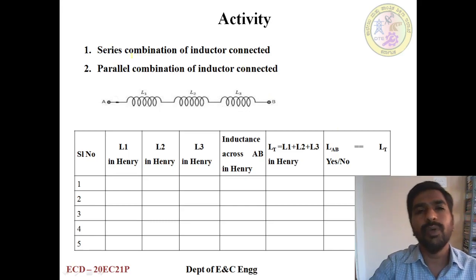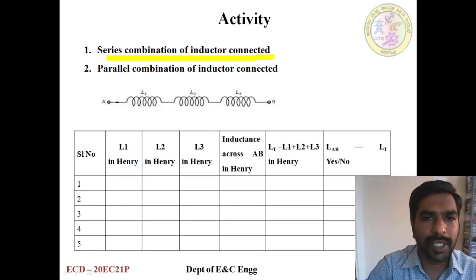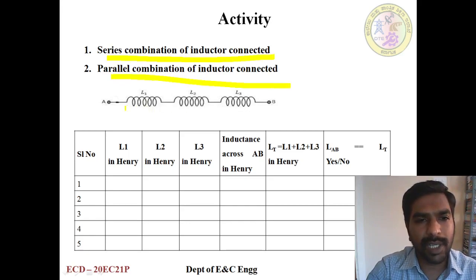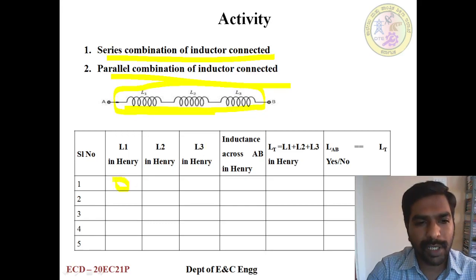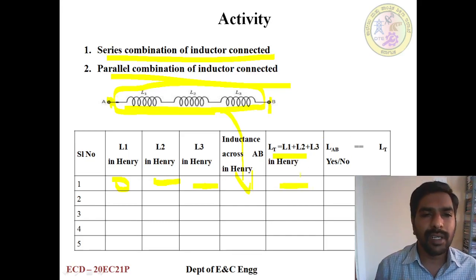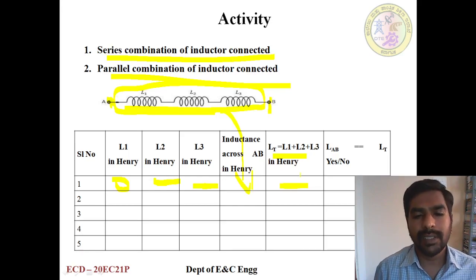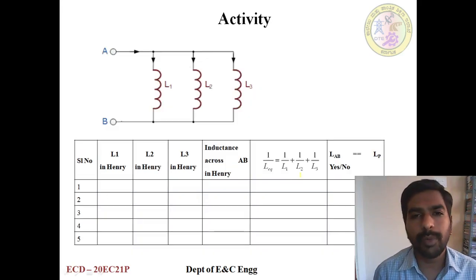And the same thing you have to do as an activity, series combination of inductors and parallel combination of inductors. In the series combination you have to take 3 inductors and connect them in series on a breadboard, and you should note down the inductor 1 reading, inductor 2 reading, inductor 3 reading, and you have to use the LCR meter and measure the inductance across AB. That reading has to be put here, and there is a formula. With the help of the formula you need to find the value, and you need to derive a conclusion saying that if 3 inductors are connected in series, they will be added and give an effective inductance. That conclusion is what you have to come up with in this activity.